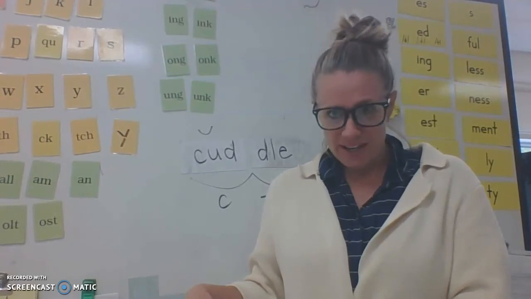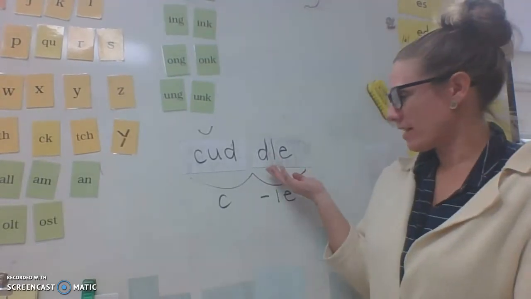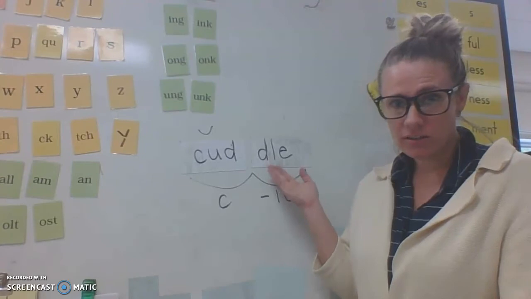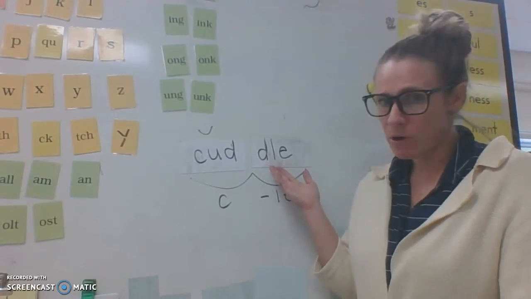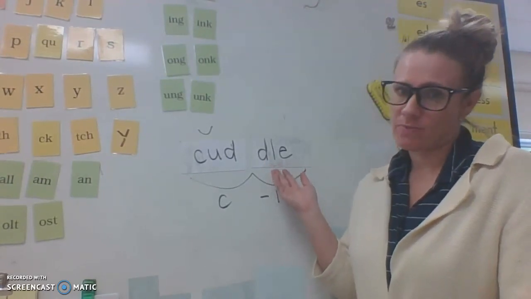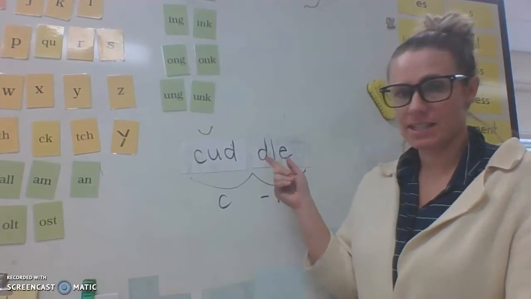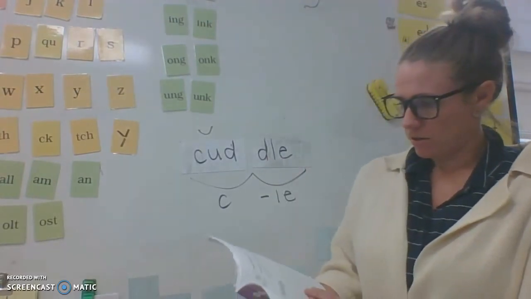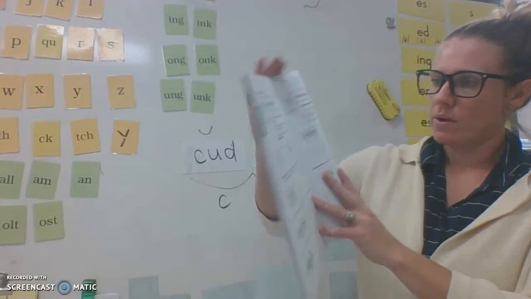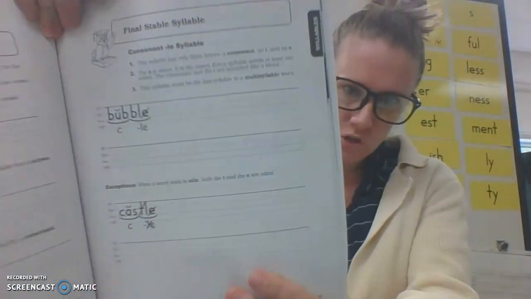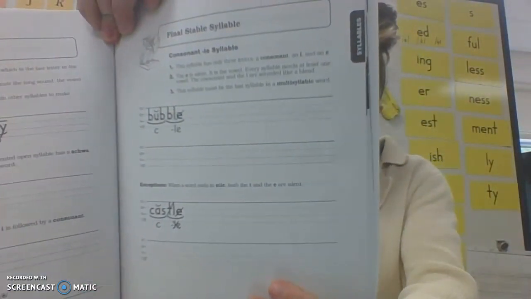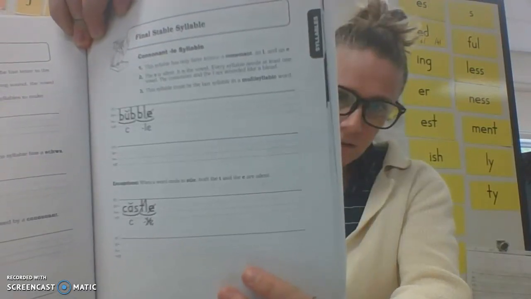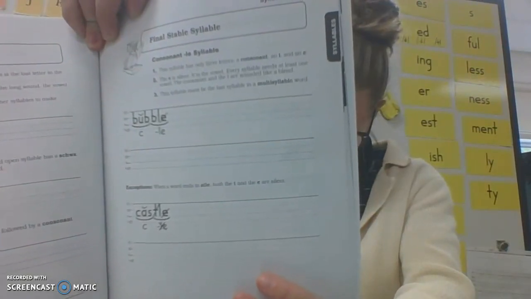It's kind of weird, right? It's called that because it's always at the end. That's what it means by final. It's always at the end, and it's stable. It's not going to change. The only thing that changes is the consonant. Okay. So if you find that one on page 25, you'll see it already says bubble as an example.